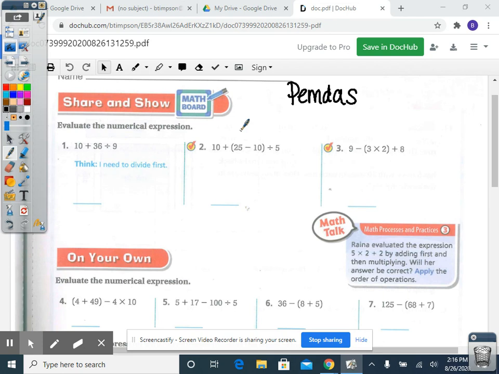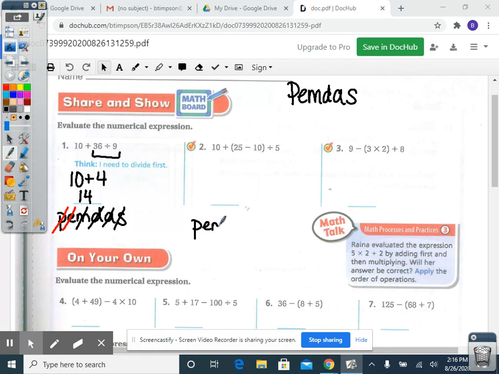So when we're looking at number 1, we are first going to ask ourselves, is there parentheses? There is not any parentheses in this problem. Is there exponents? There's not exponents. Is there multiplication or division? Yes, we have division, so that is going to come first. So first I'm going to solve 36 divided by 9, which is 4. So I have 10 plus 4. Multiplication and division's done. All I have is addition left. 10 plus 4 is 14. I've completed all the steps of PEMDAS.